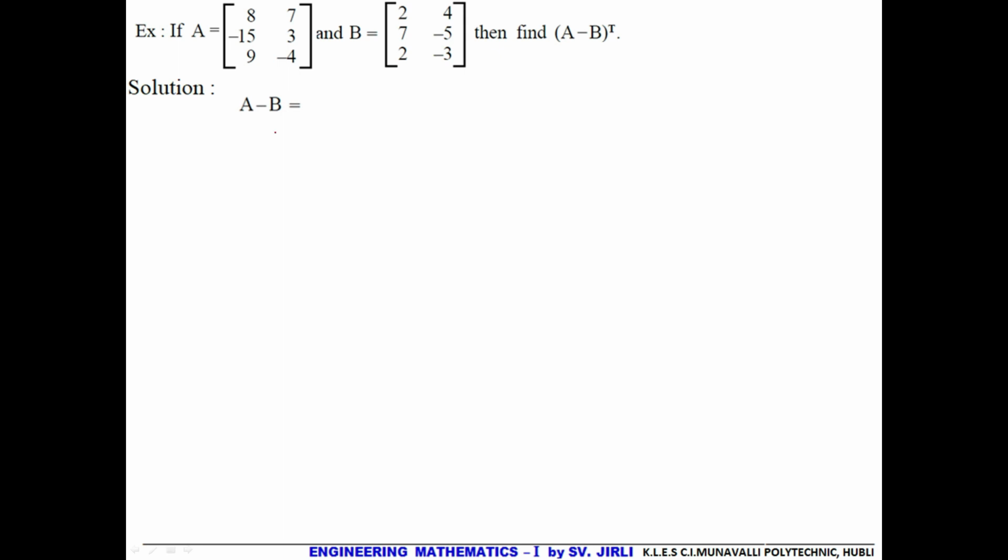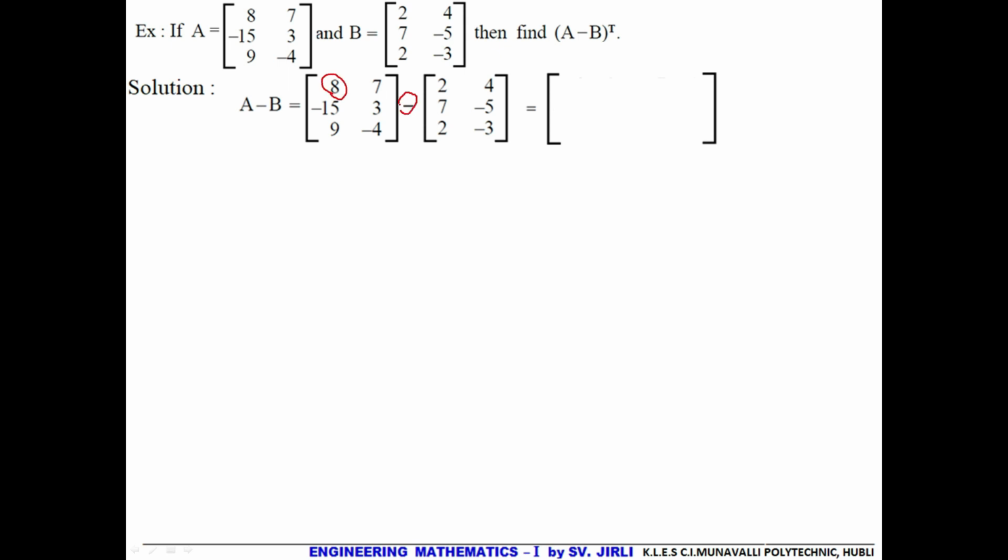Let us see the answer. A minus B equal to, write it clearly, the matrix A minus the matrix B equal to subtraction. 8 minus 2. Next we have 7 minus 4, second row, minus 15 minus 7, and 3 minus of minus 5 becomes plus 5. Please note that it is 3 plus 5.